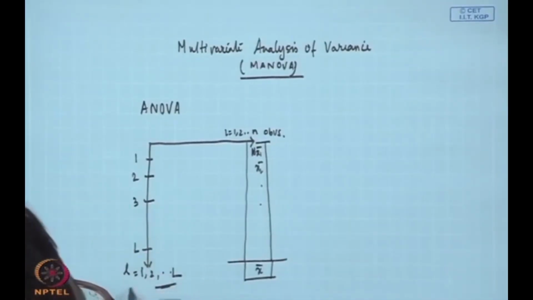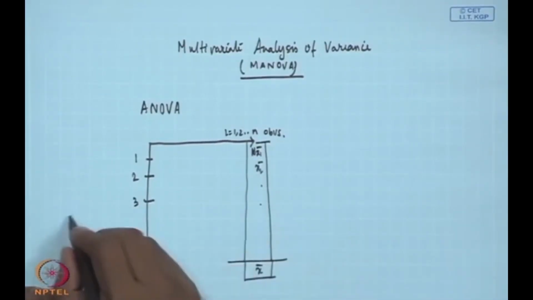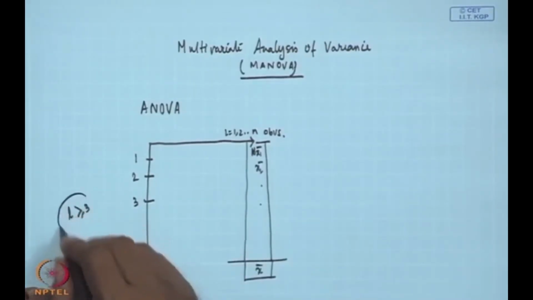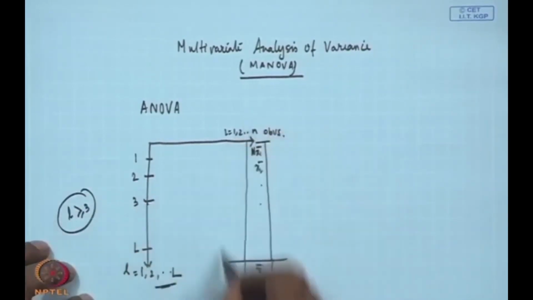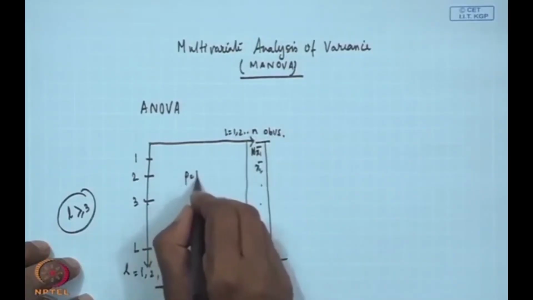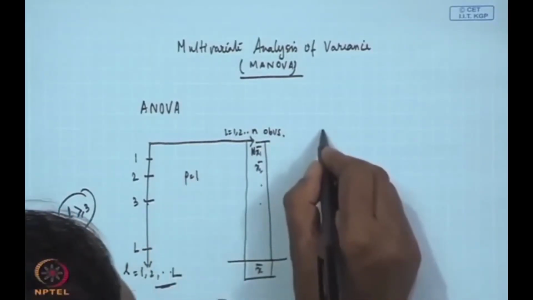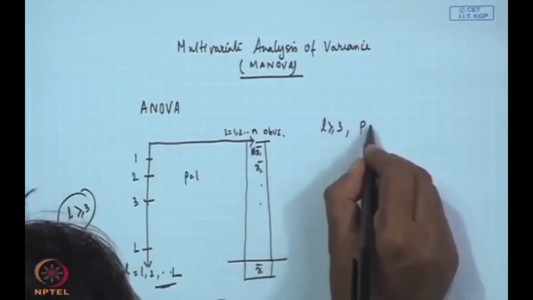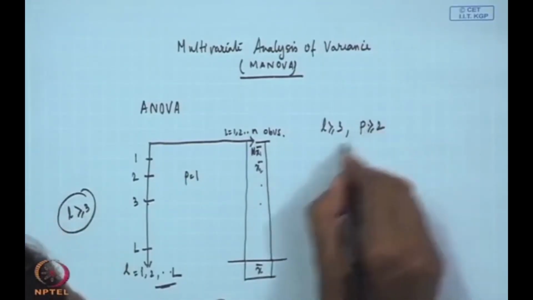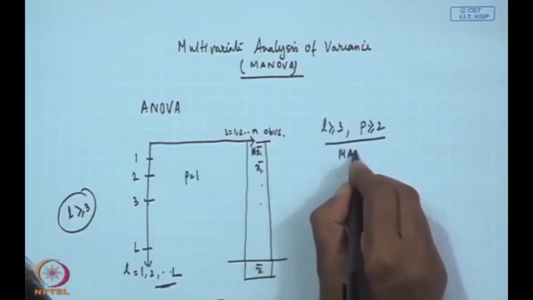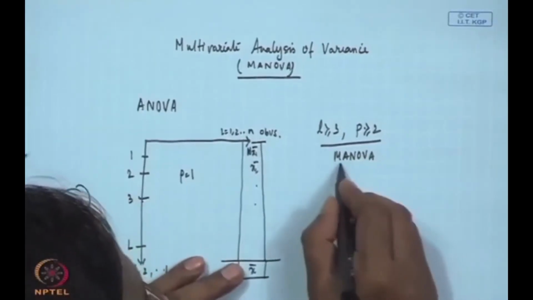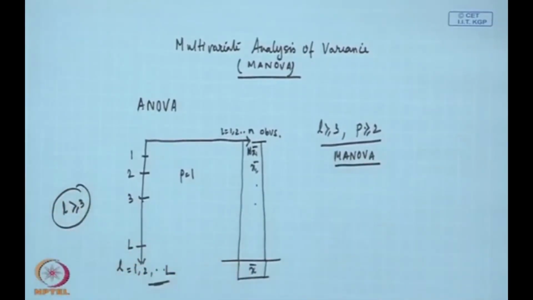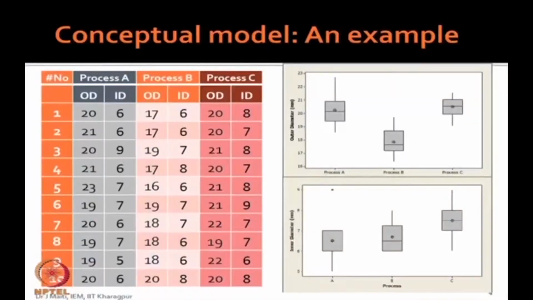Now, in case of ANOVA, L is greater than or equal to 3. That means if there are 3 or more populations with one variable, p equal to 1, you are going for ANOVA, and when L is greater than or equal to 3 but p is 2 or more, then you will go for MANOVA. And the hypothesis that you will propose we will see later on, but before that let us see one example.